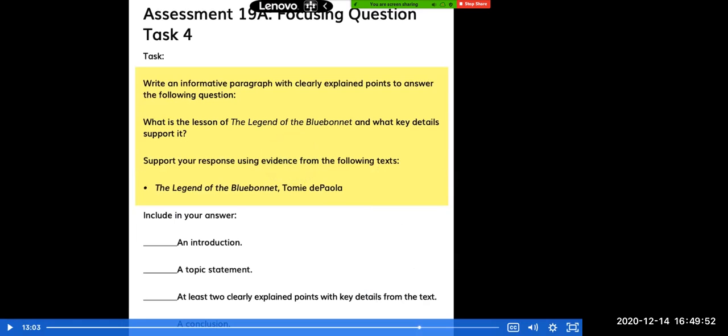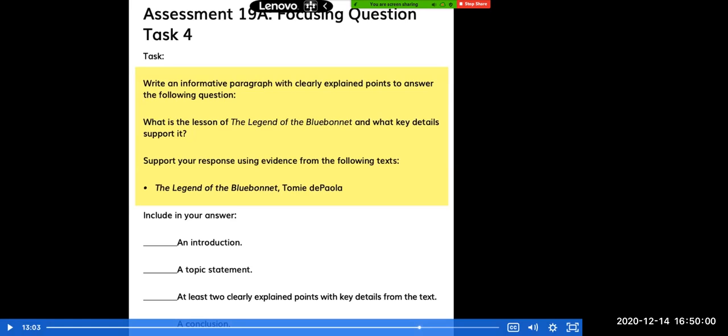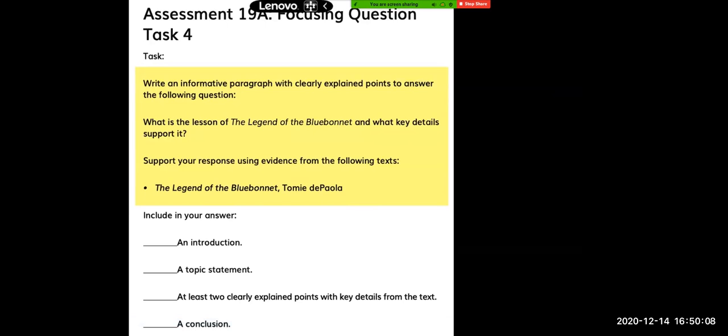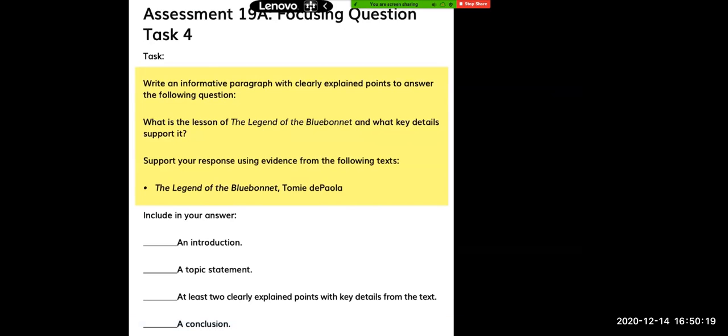Okay, so it says write an informative paragraph with clearly explained points to answer the following question. What is the lesson of the legend of the Blue Bonnet? What key details support it? Support your response using evidence from the following text, The Legend of the Blue Bonnet. Include in your answer an introduction, a topic statement, at least 2 clearly explained points with key details from the text, and a conclusion.